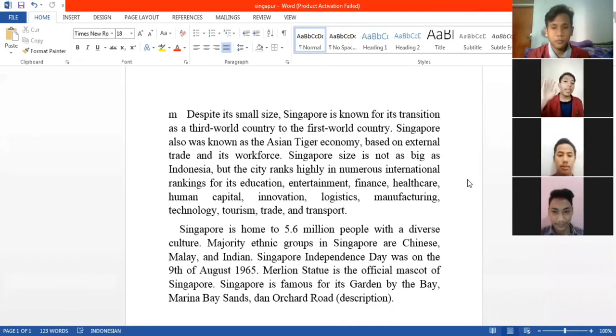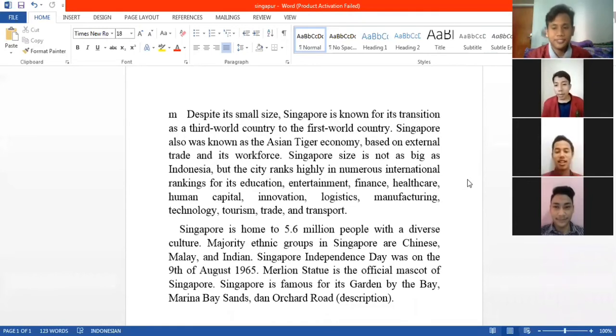Who wants to answer that? Please raise your hand. What is the generic structure of the text? Okay, Kiki, go ahead. Generic structure is identification, and then description. Okay, good job. Give applause to identification and description.